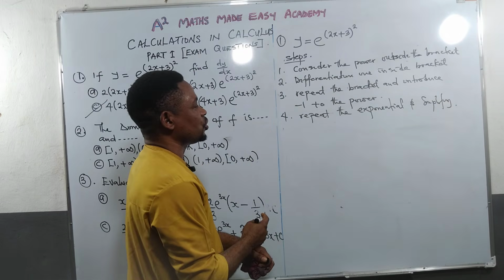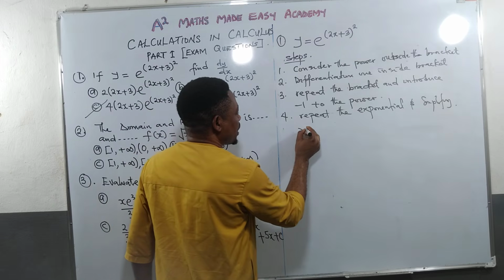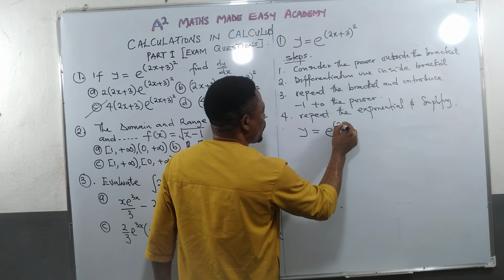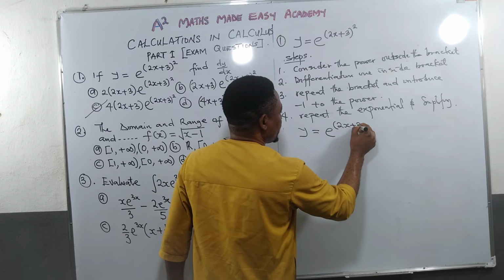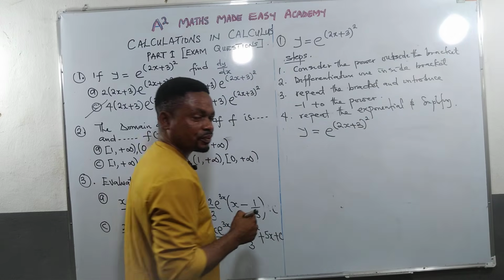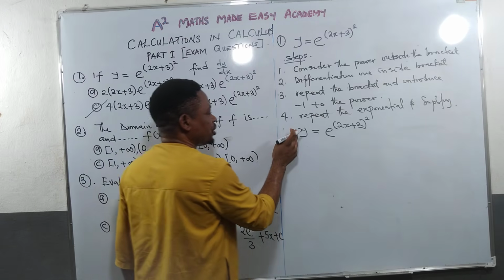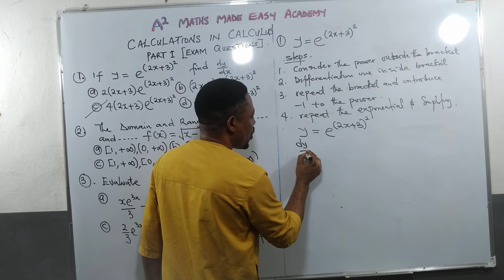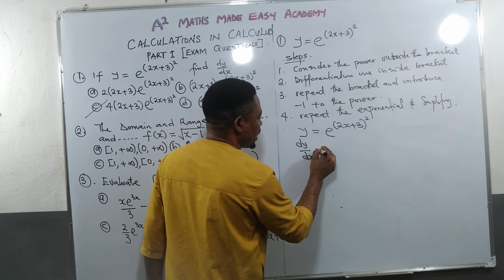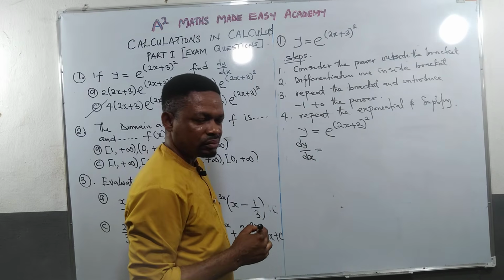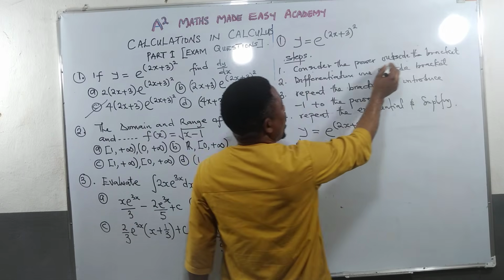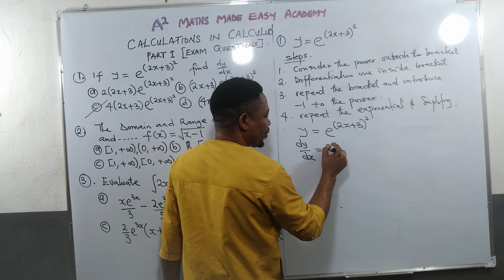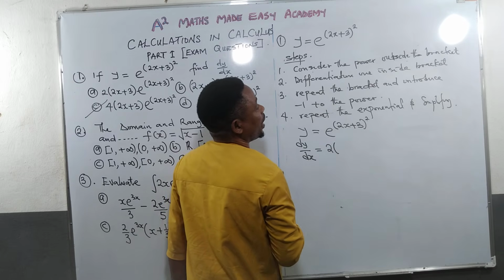Now let's get back to the question. The question says y is equal to exponential of 2x plus 3 all raised to the power of 2. Now what are we trying to differentiate? y with respect to x, which gives us dy over dx. Are you with me? Then this is now equal to. The first thing is to consider the power outside the bracket. The power outside the bracket is 2. Then write 2 and open the bracket.